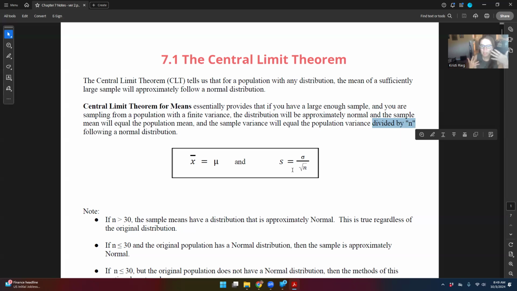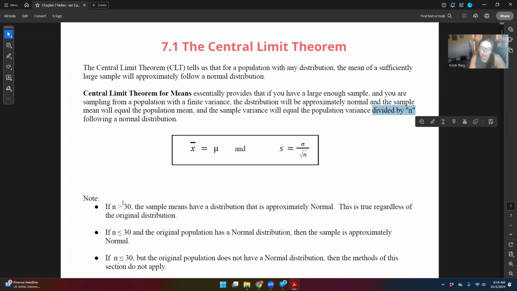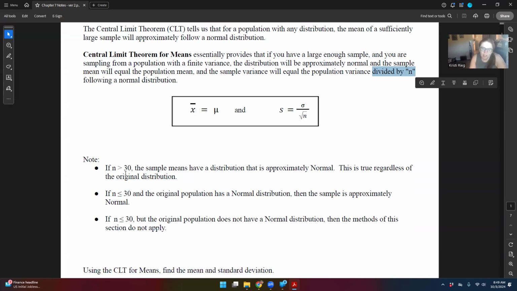Okay, what does sufficiently large mean? Well, sufficiently large is actually probably going to seem quite small because it's really just 30. If n is greater than 30, then the sample means will have a distribution that's approximately normal already. It doesn't matter what the original distribution is. If n is less than or equal to 30 and the original population is normal, then we're good to go. The sample is already normal. If n is less than or equal to 30 and the original population is not normal, those two things will make it so we can't use the methods in this section. But really, if n is less than 30, what are we even doing? We need to have at least 30 things in our data set.